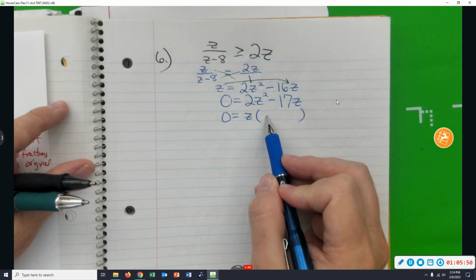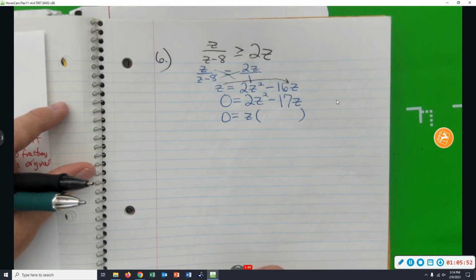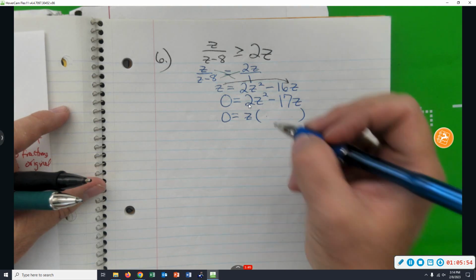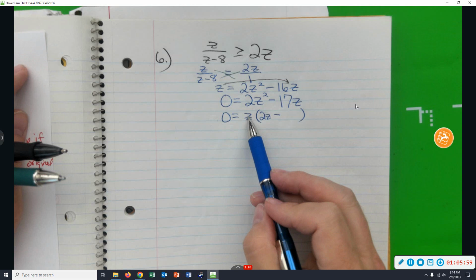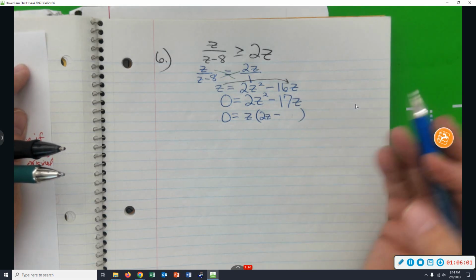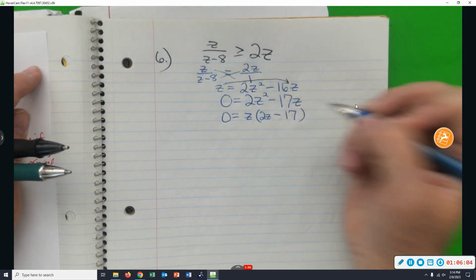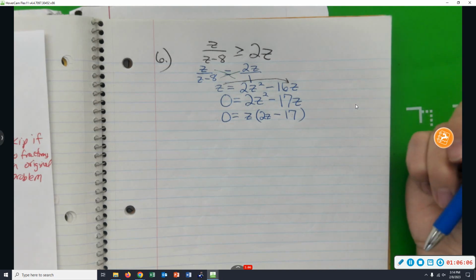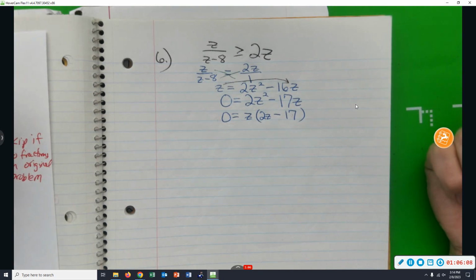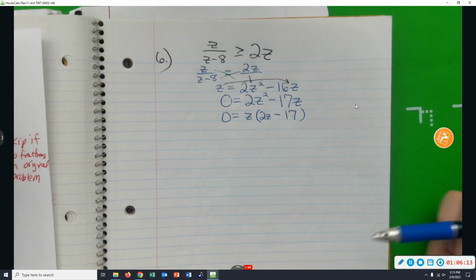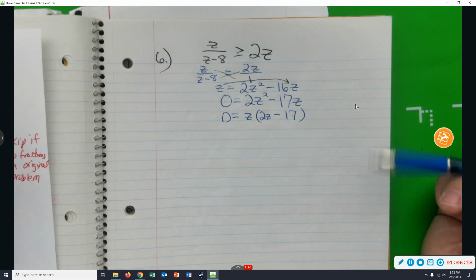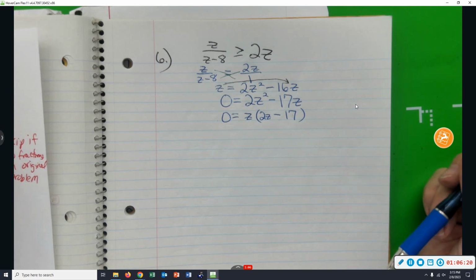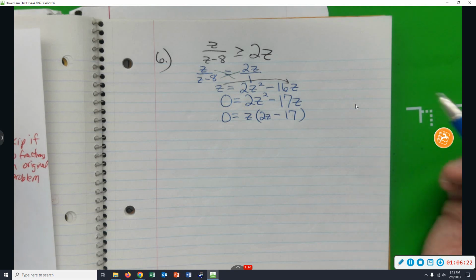Z times what will give me 2z squared? 2z, I agree, minus z times what gives us that 17z? I agree with 17. Do you remember factoring out common factors somewhere along the way? It's just reversing the distributive property. If you can distribute, you can do this type of factoring. It's easier than that FOILing thing that we were doing.